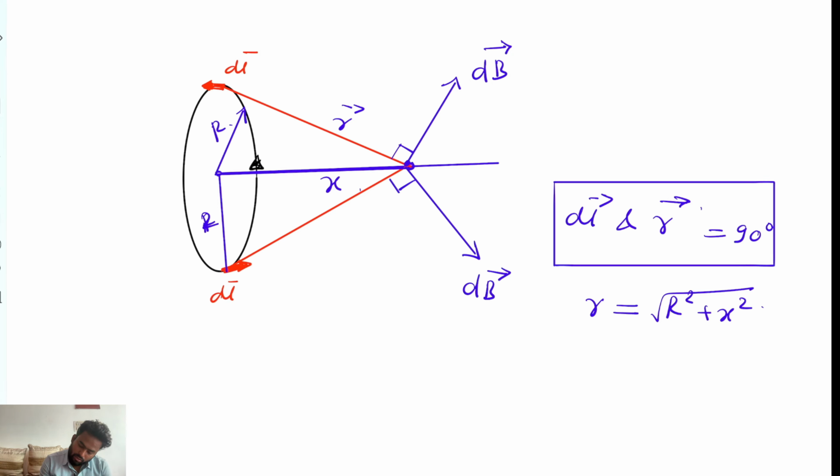If you assume this angle to be theta, by symmetry this angle will also be theta. So what about this angle? This one is going to be 90 minus theta, and this one is also going to be 90 minus theta.